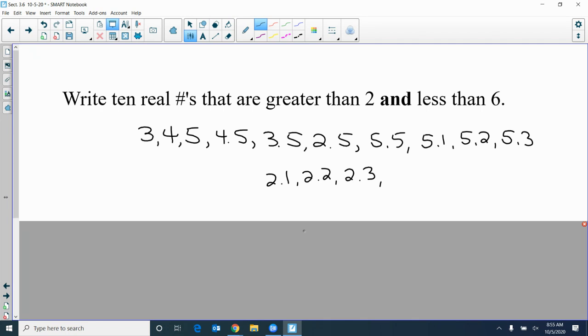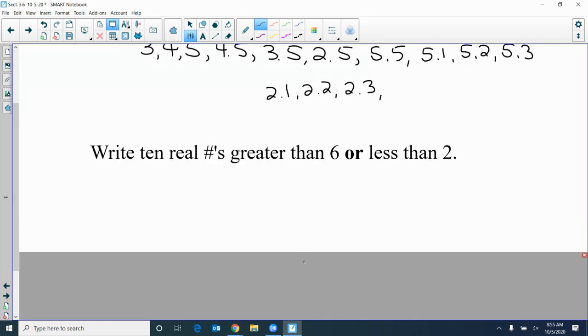Hey, we could sit here forever and list them. Okay, there's an infinite number of points that are greater than 2 and less than 6. So you just need to start with 2.1, 2.11, 2.12, 2.13. But we could do it.